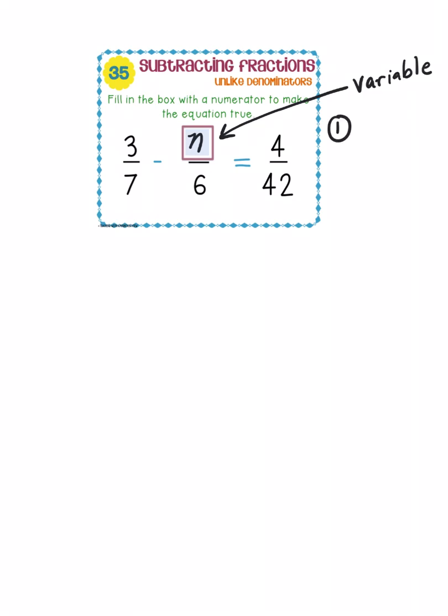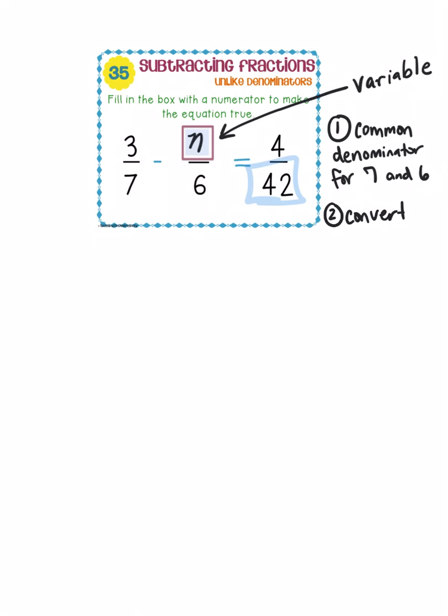Okay, let's think about what our first step will be. Our first step will be to find a common denominator for 7 and 6. And the clue to that is here. We can see that 42 is going to be our common denominator. So we're going to convert 3/7 to some number out of 42. That's going to be step 2.